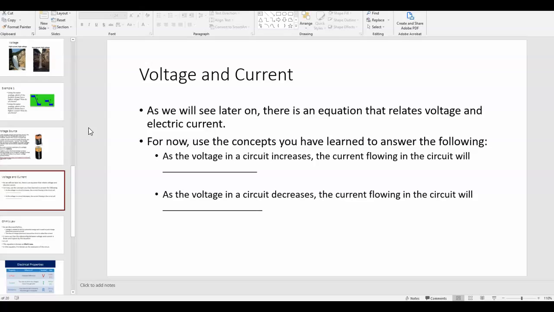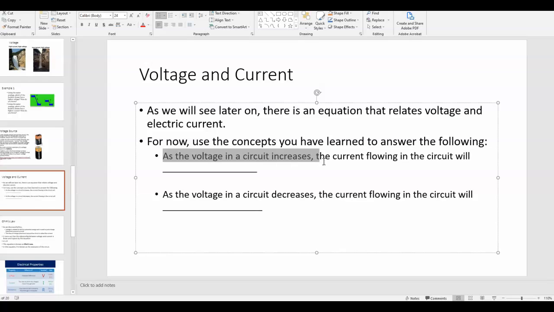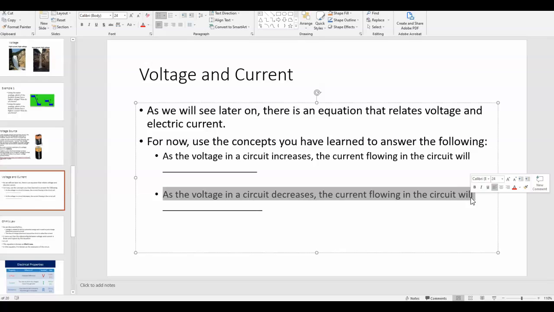Okay, so we've talked about voltage and we've talked about current. Based off of the concepts we've talked about so far, try to answer these two questions. First question, as the voltage in the circuit increases, the current flowing in the circuit will blank. And second question, as the voltage in a circuit decreases, the current flowing in the circuit will blank.